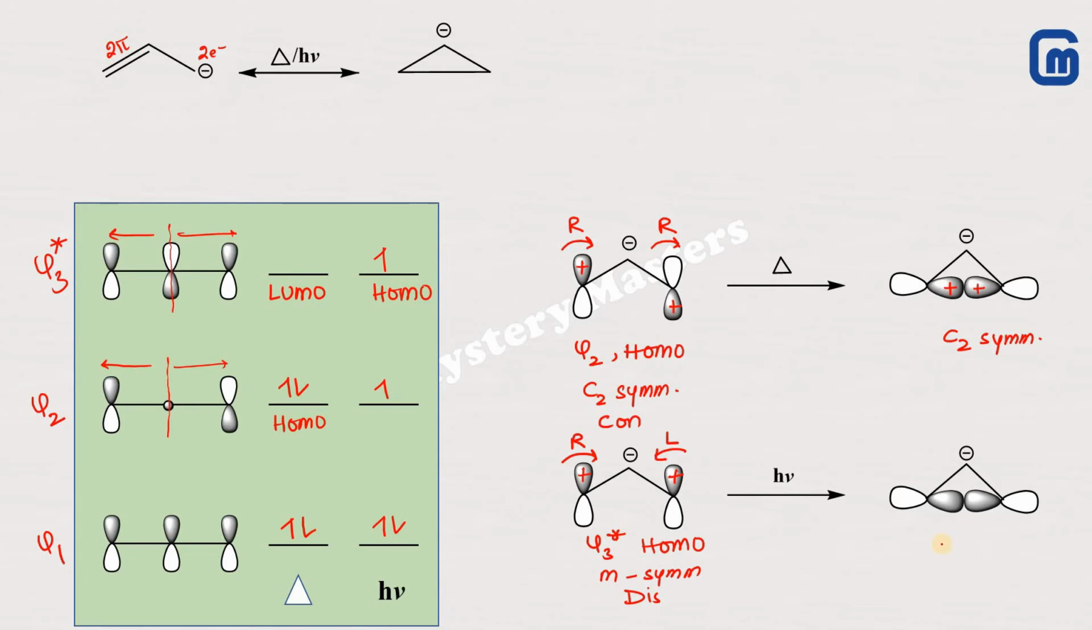And another thing which is important is that the symmetry should be present in the product also. So here we have said a number of times that the sigma bond which is formed has both C2 symmetry and M symmetry. So by default, M symmetry will be observed in the molecule here.